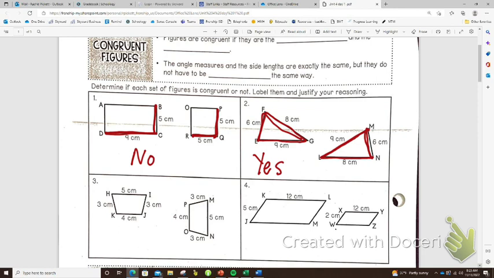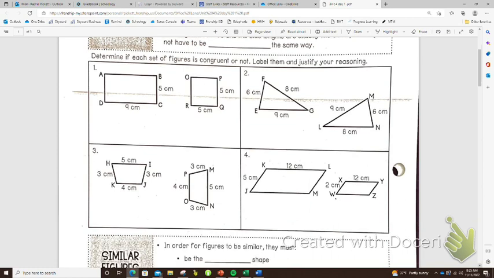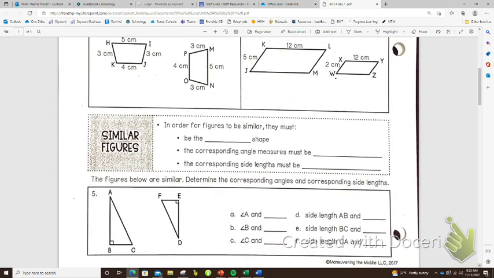Number 3, we see a trapezoid that has two bases of 5 and 4. The other one also has bases of 5 and 4 and slant heights of 3 and 3. Since those are all the same size, the same side length, then yes, this is congruent. And on the next one, we've got a parallelogram. That's a 5 by 12 and then a 2 by 12. Those are not the same size, so no, they are not congruent. So that is congruent figures.